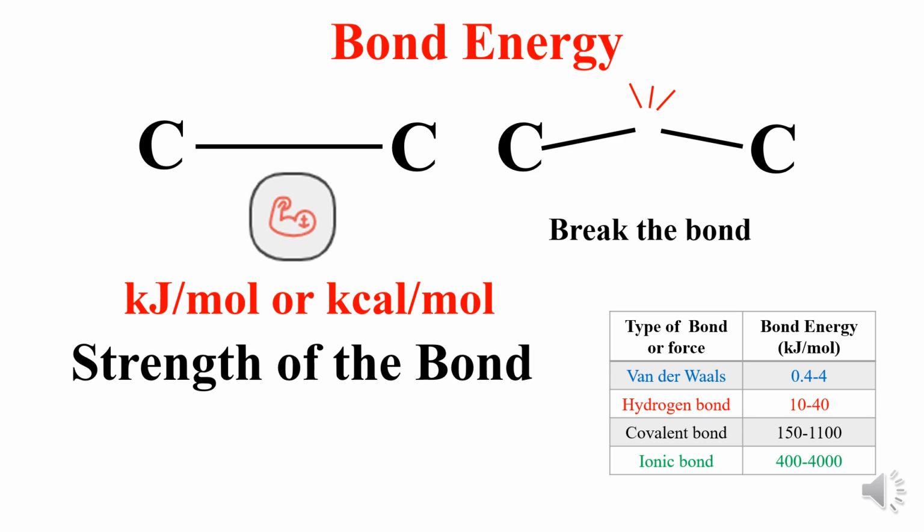Now looking at the bond energy values of these different types of bonds, one can clearly state that ionic bond is the strongest, while the van der Waals force is the weakest. So more energy is required to break a stronger bond, while less energy is required to break a weaker bond. So that is about the bond energy and bond energy values.